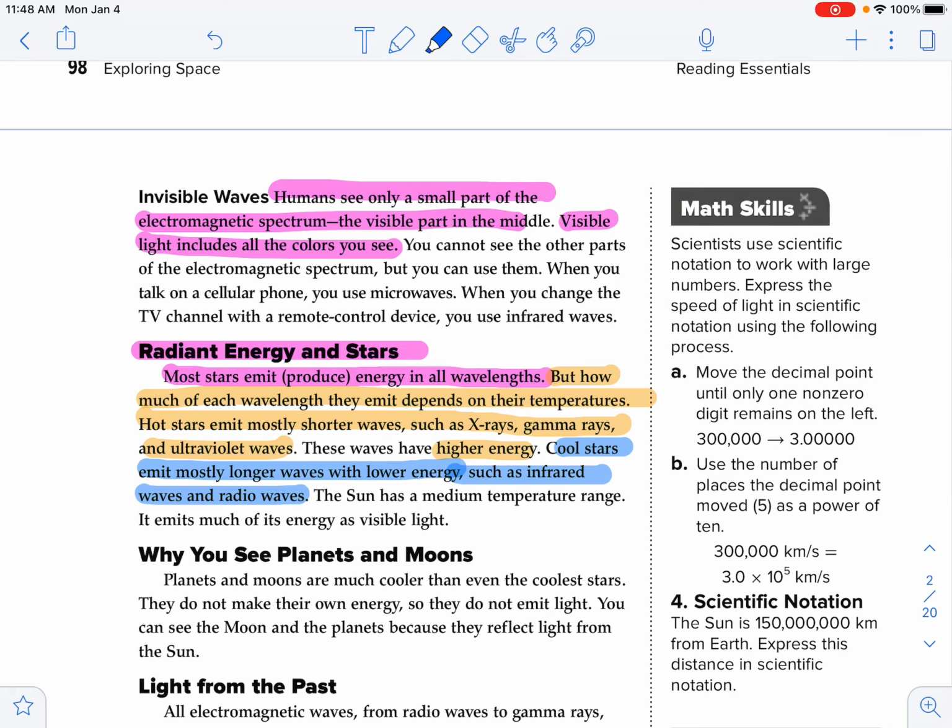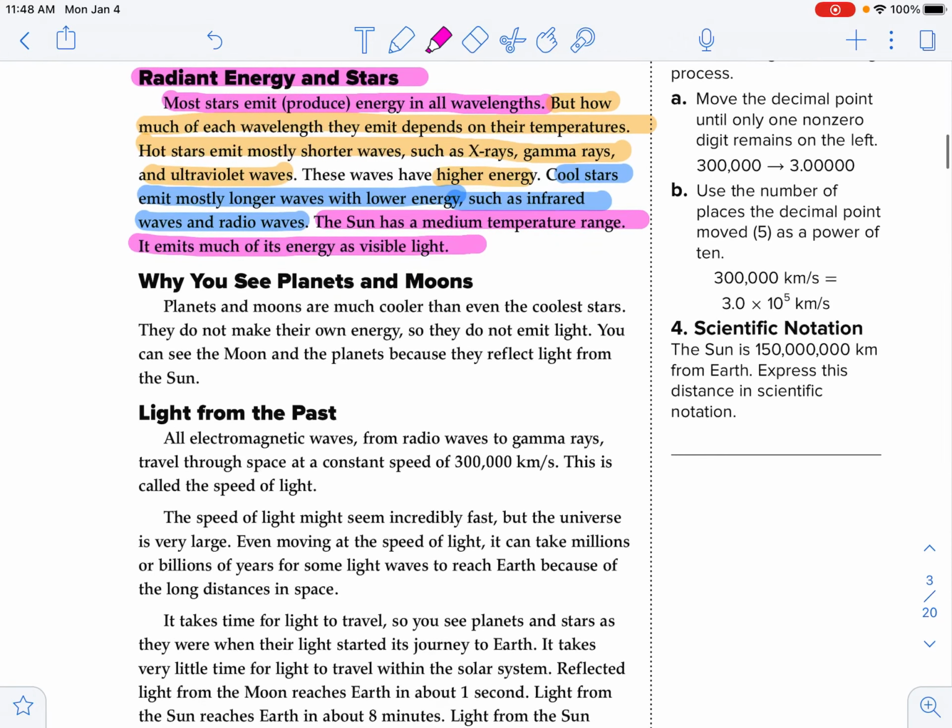Now the sun has a medium temperature range. It emits much of its energy as visible light. Why you see planets and moons? Planets and moons are much cooler than even the coolest stars. They do not make their own energy, so they do not emit light. You can see the moon and the planets because they reflect light from the sun.